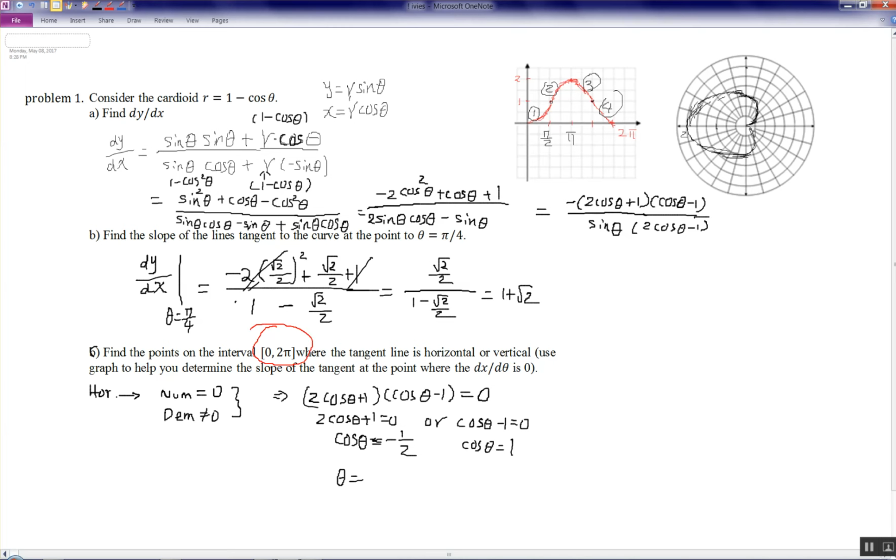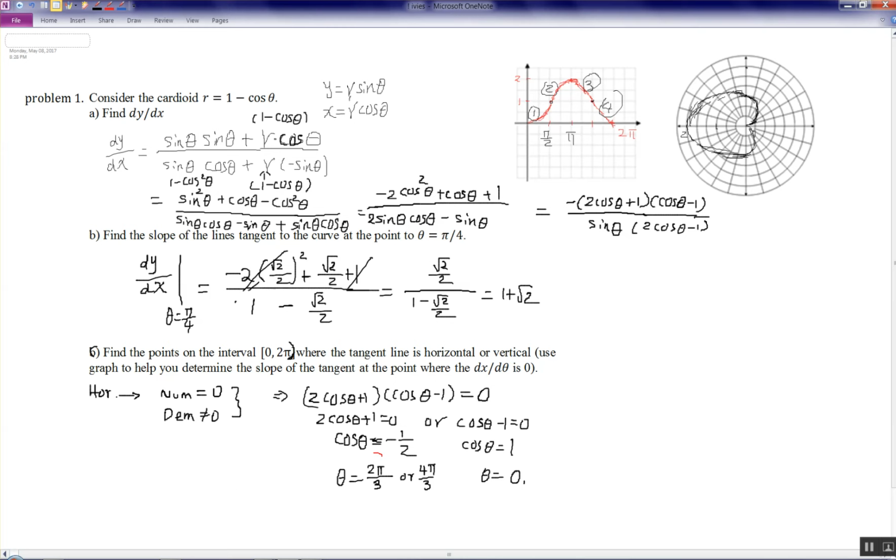Now, cosine theta equals negative 1/2. In this interval, you have two angles. One is 2 pi over 3, which is 120 degrees, or 4 pi over 3. So these are the two angles from 0 to 2 pi. And here cosine theta is 1, which is 0 and 2 pi, but 2 pi is the same as 0. They overlap, so I'm going to just write 0 and skip the 2 pi.